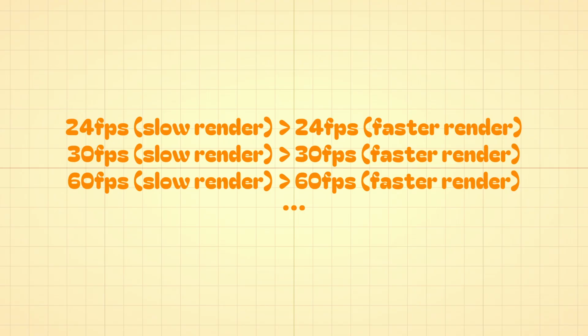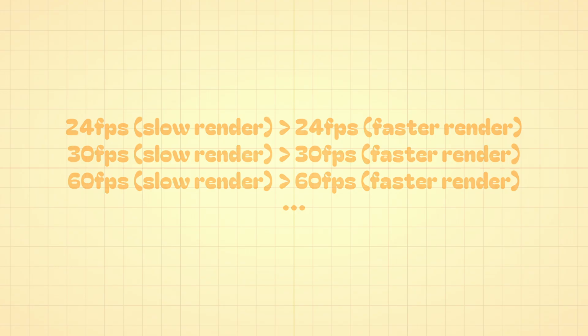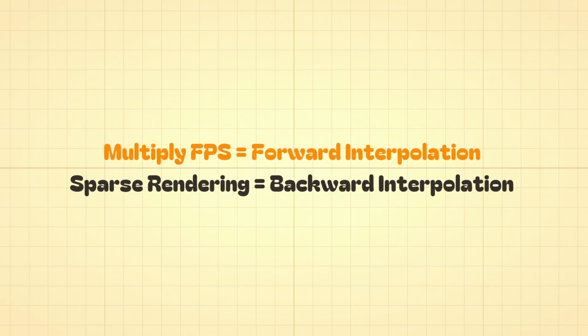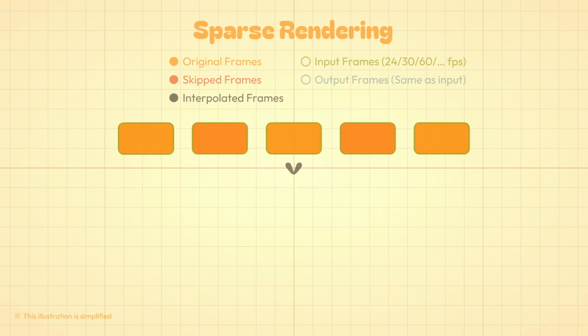That's why I implemented this new feature. Since multiply FPS will increase your FPS, we can call it forward interpolation. While sparse rendering, we can call it backward interpolation. So how does it work? How does it save your time? Sparse rendering won't modify your animation FPS. It will keep it the same as the original.